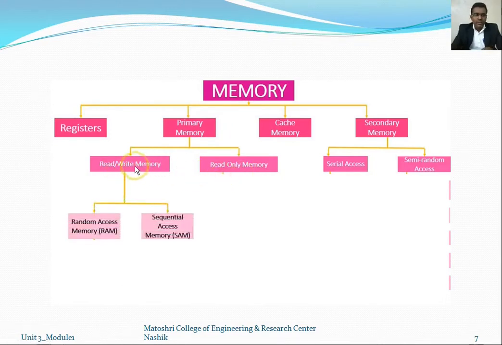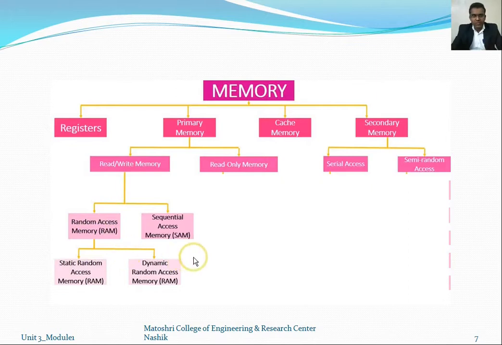Read-write memory is further classified as random access memory and sequential access memory. During this module, we are mainly concentrating on RAM, that is the random access memory, which belongs to the read-write memory of the primary memory. This random access memory has two types: static random access memory and dynamic random access memory. These two types of RAM we study in this module.